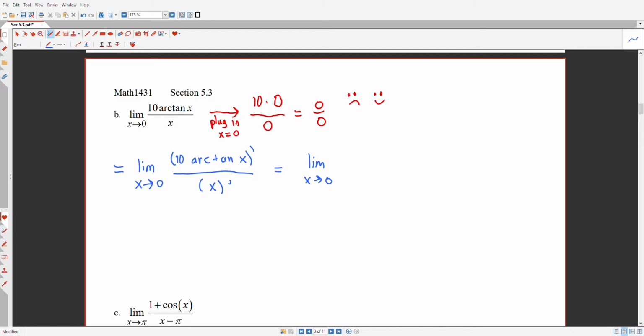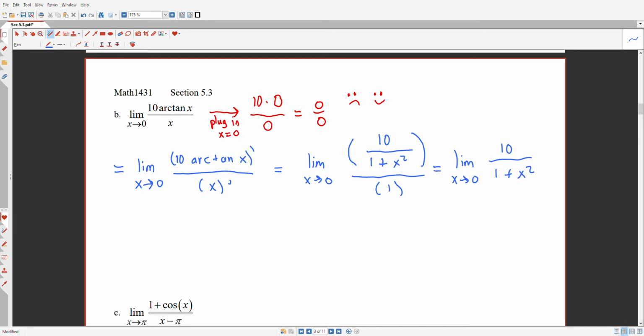Okay, so now I've got to remember what's the derivative of arctangent, and everybody remembers that. I'm just pretending like that's new. The derivative of arctangent is 1 over 1 plus x squared. The derivative of x is 1. And so I can simplify this fraction. This is really just the limit as x goes to 0 of this.